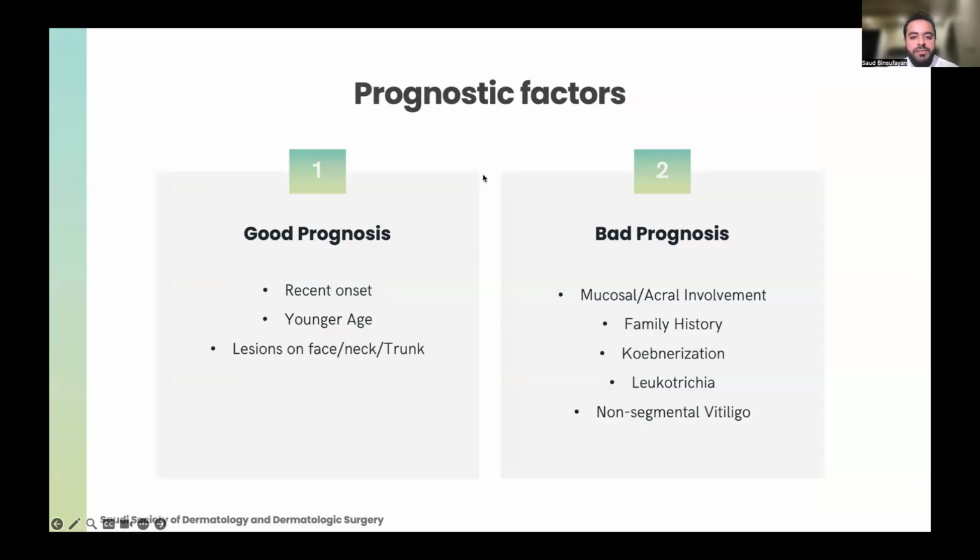Whenever we see a patient in the clinic, we like to determine whether the patient is going to respond well to treatment or not, and these are some factors that can tell us that. If the patient is young with recent onset of vitiligo affecting the face, neck, and trunk, we will be more optimistic that the treatment is going to work. But if the patient has mucosal or acral involvement, family history, Koebnerization, leukotrichia, and non-segmental vitiligo, these are all bad signs, unfortunately. Leukotrichia just means white hair around the vitiligo patches.